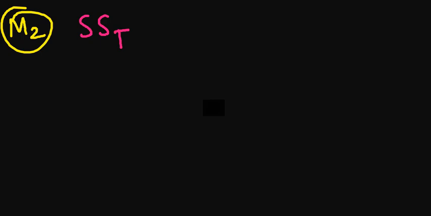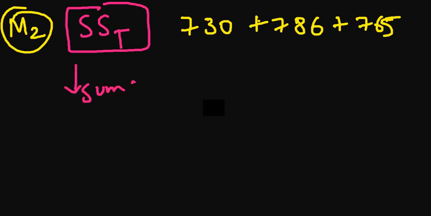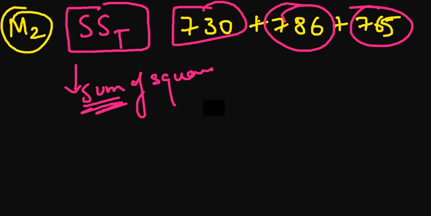So now the second step is your M2. What you have to do is sum of squares. It is called sum of squares total. The sum of squares comes out as 730 plus 786 plus 765. This is how you simply square and just add it up. You are just summing it up. So 730 plus 786 plus 765, you will add all these.